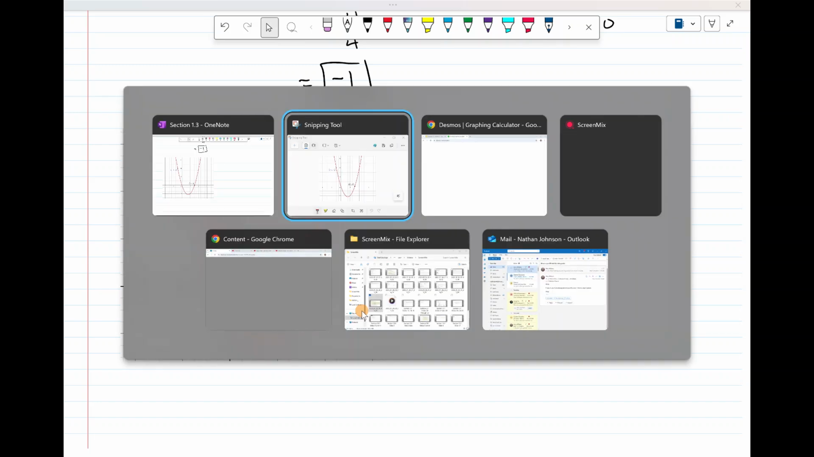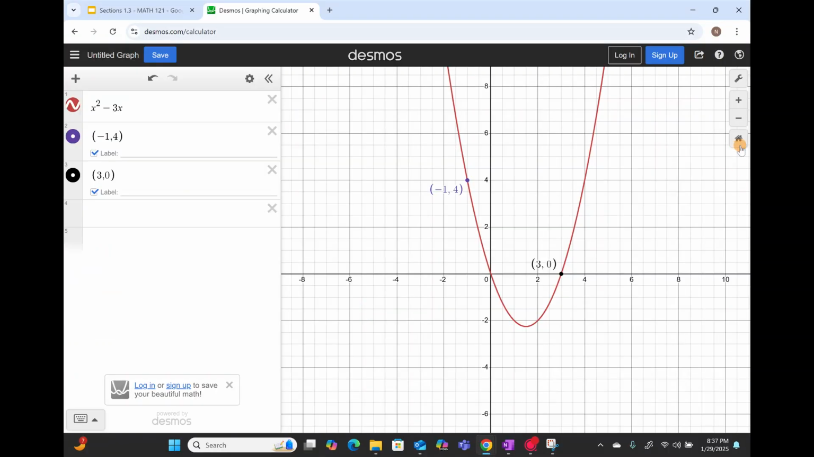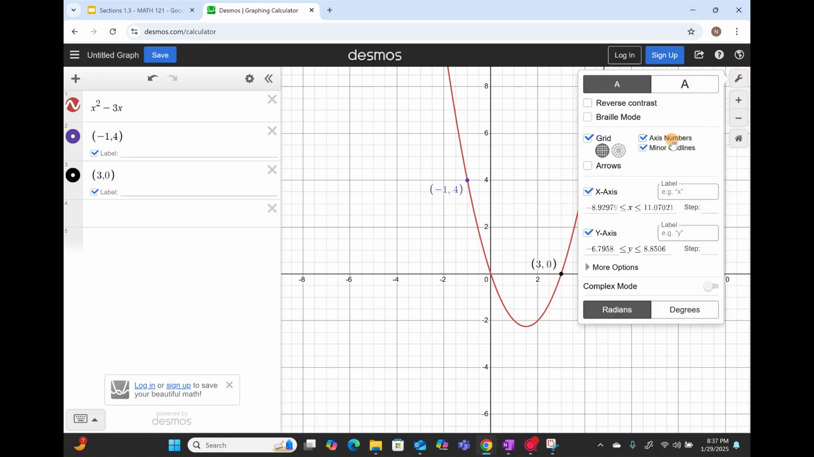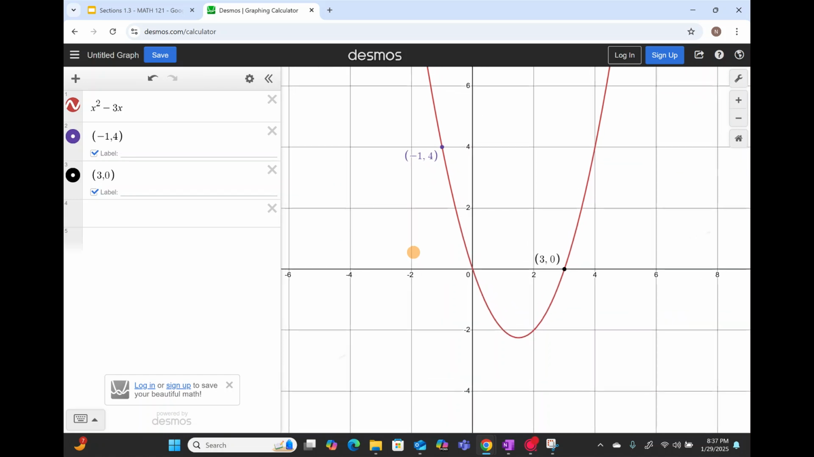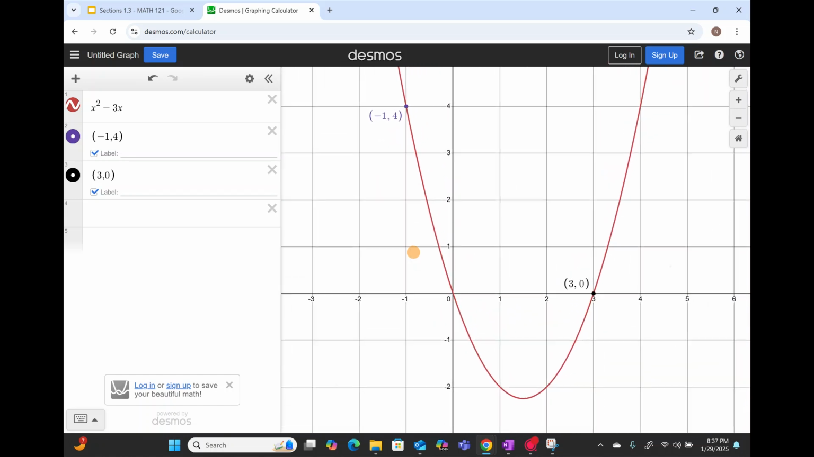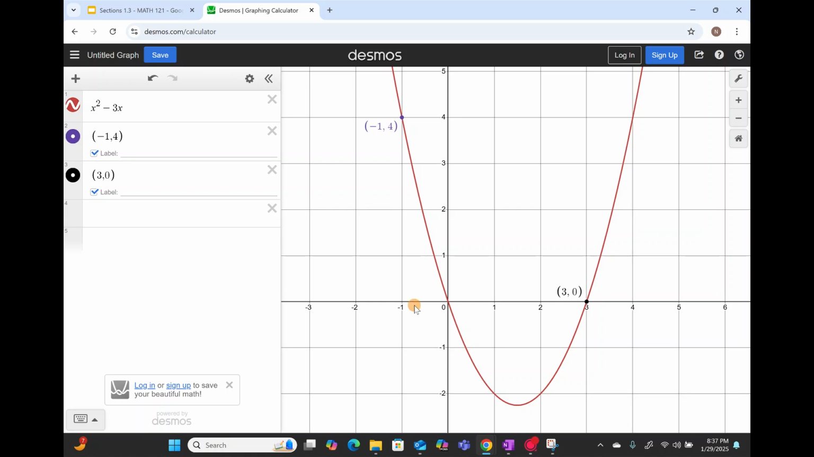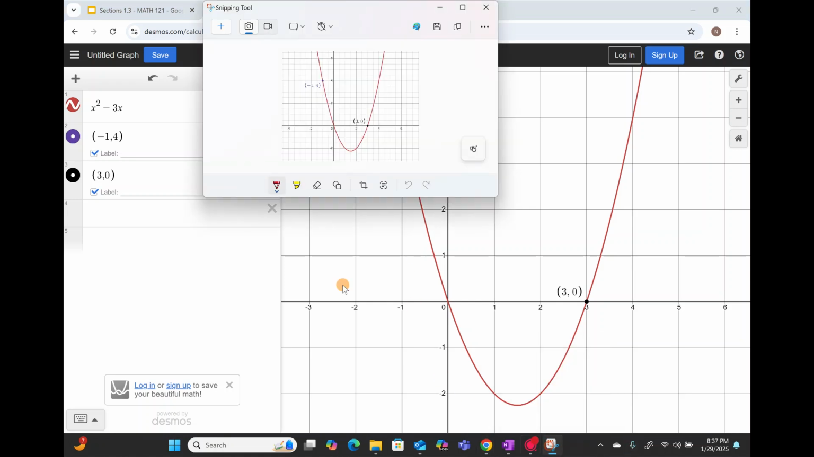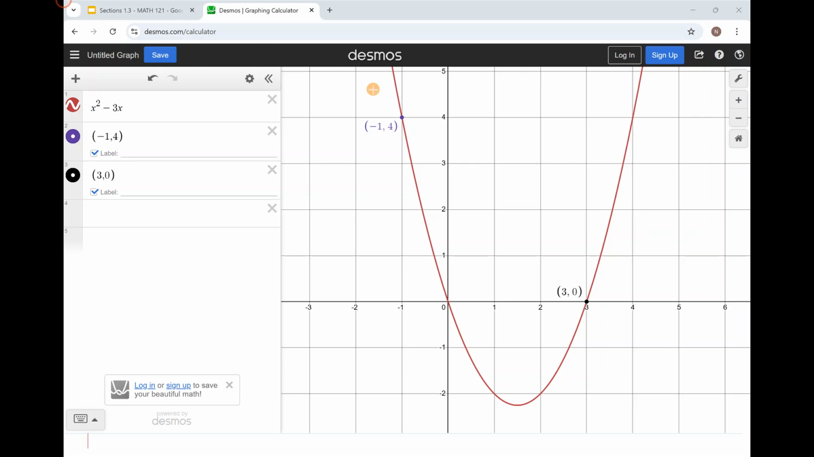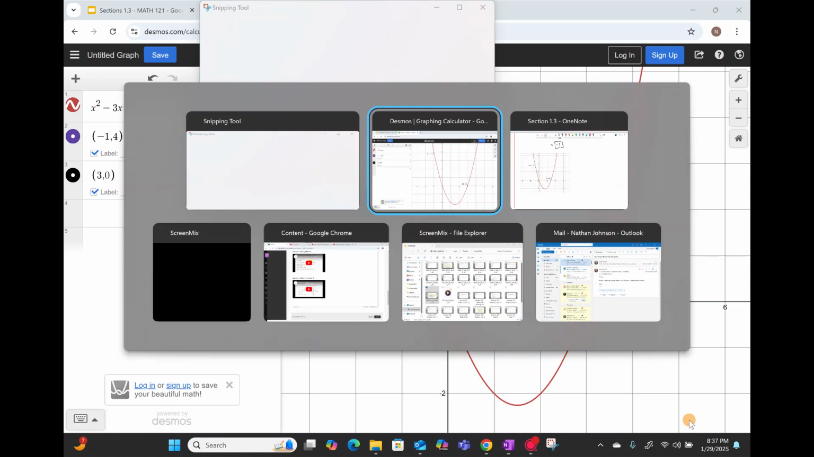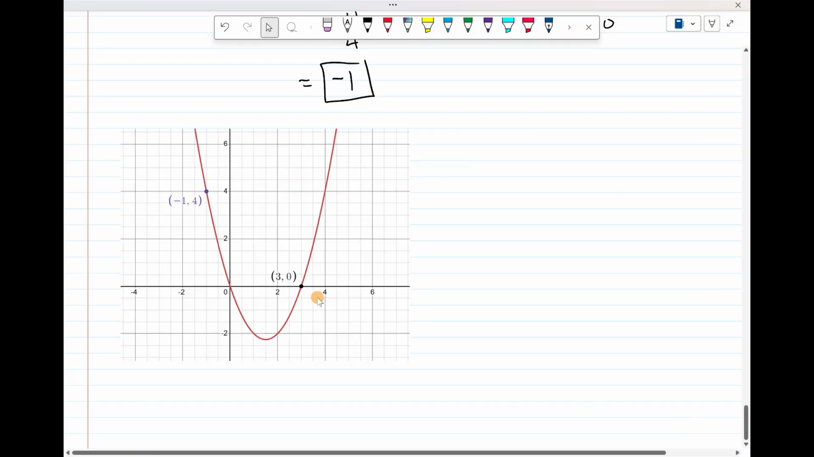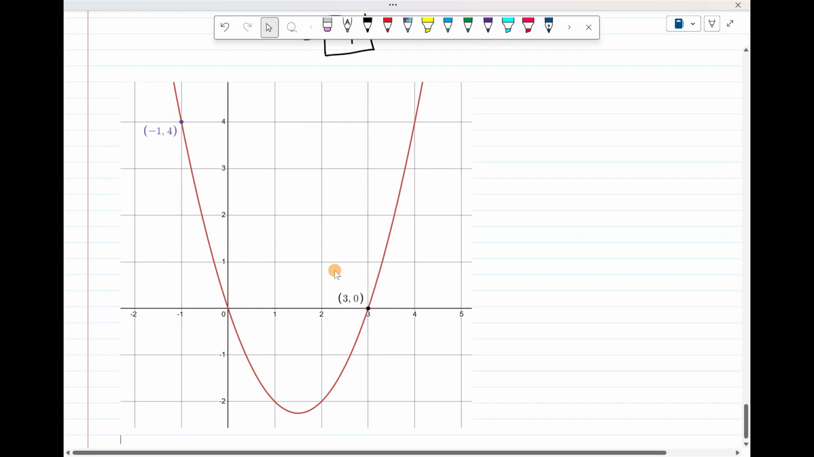I'm going to do one more thing in Desmos just to make it a little bit easier for us to read it. I don't want minor grid lines. Okay, that's fine. And we're actually going to zoom in so that we can see all of our grid. Okay, so I'm going to re-copy and paste this. And this will be easy for us to discuss.